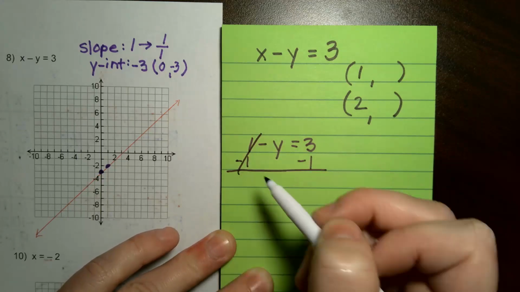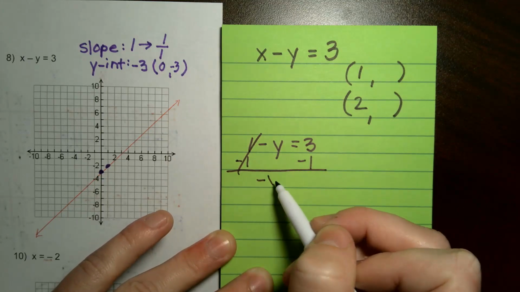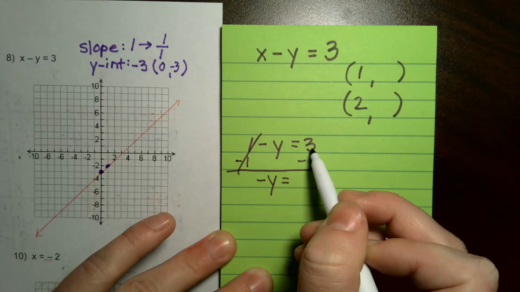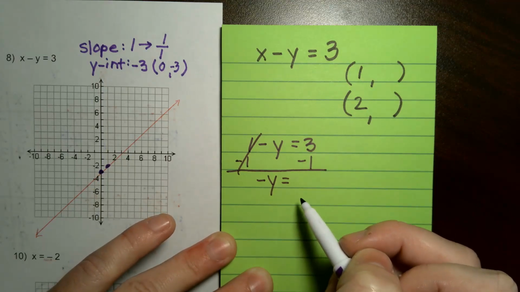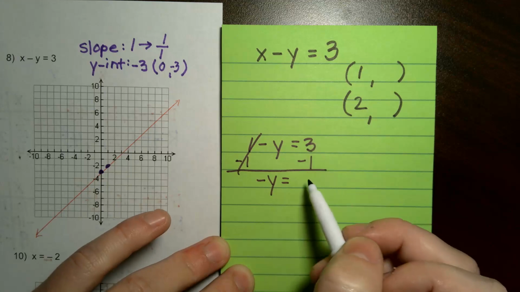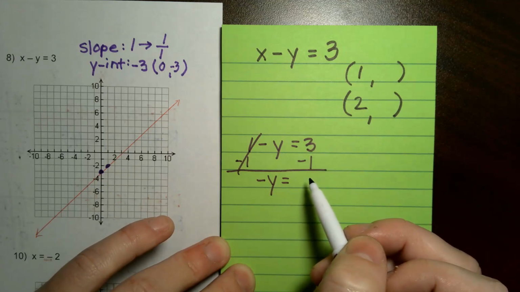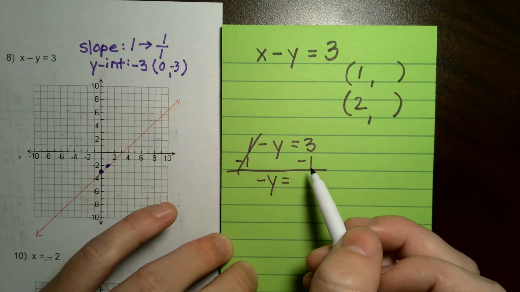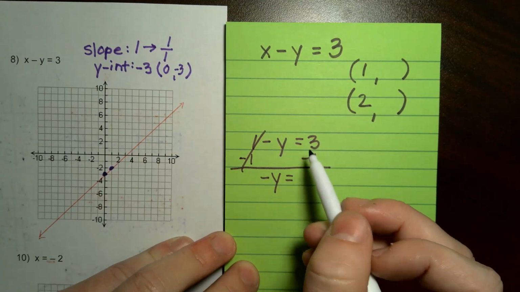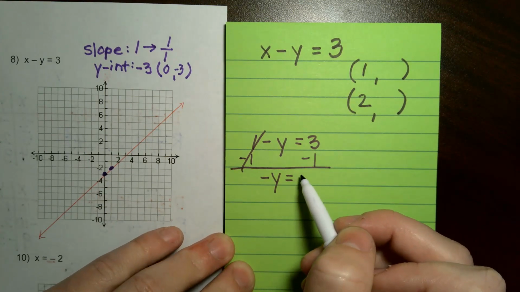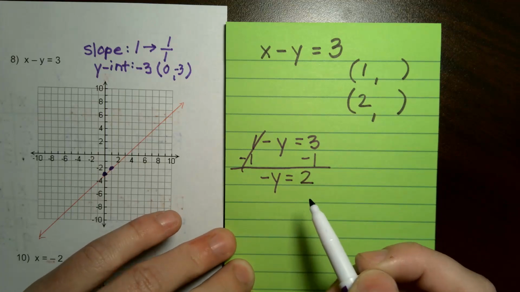So our 1's cancel. We're left with negative y equals, what's 3 minus 1? If I got $3 and I spend $1, how much do I have left? I still have 2. We're not in negatives yet. To get a negative answer, I would need to take away more than I have, and I have more than that. So I'm just going to get positive 2.